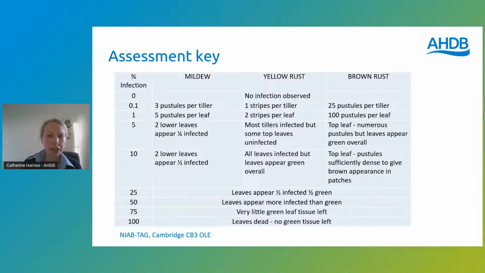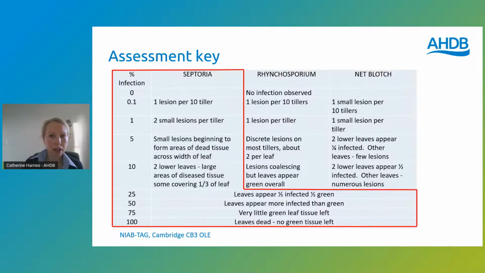So this slide shows the assessment keys for the different diseases for information, but we're focusing on septoria today, so I'll skip onto that. Next slide, please. So this shows what each level of % infection looks like. So we have 0% infection, no septoria. 0.1% infection would be 1 lesion per 10 tillers. 1% infection would be 2 small lesions per tiller.